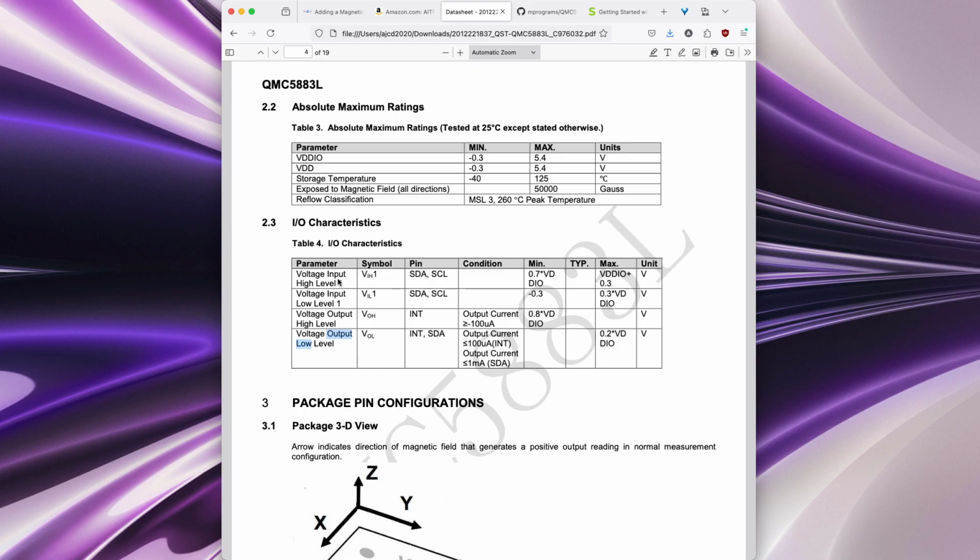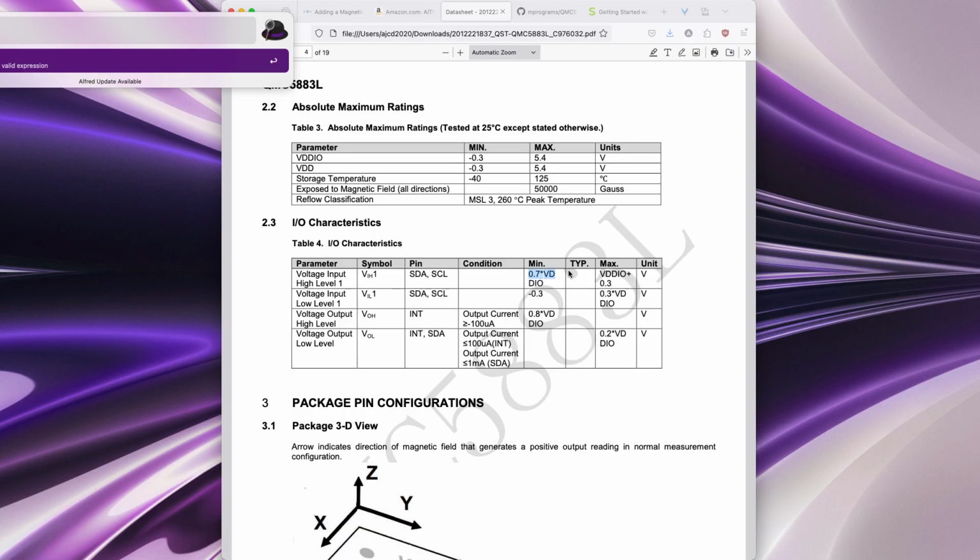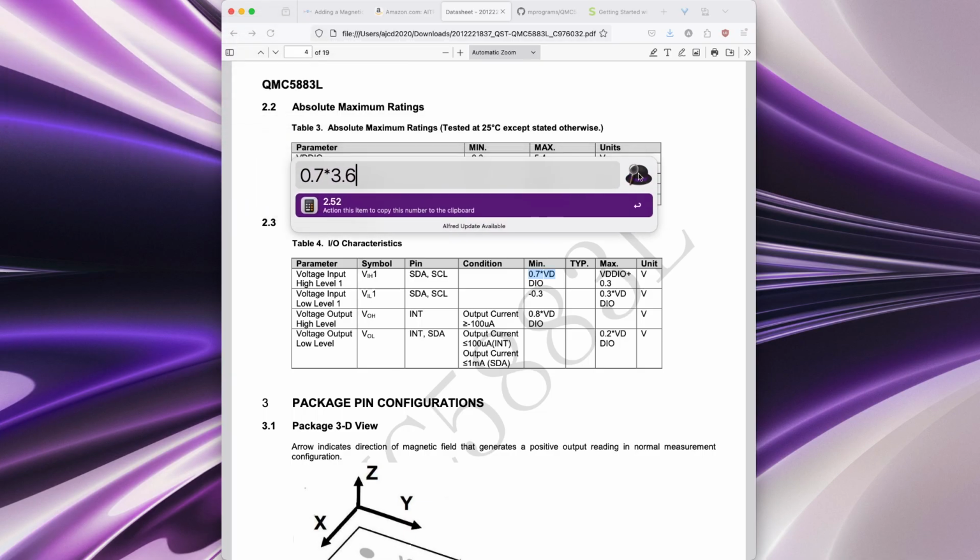Well, from our microcontroller, if our microcontroller gives it anything within a range of 70% of VDD to VDD plus 0.3, it's going to consider that a high voltage, otherwise known as a logical 1. So what do they mean by 0.7 times VDD? Well, if VDD is 3.6 volts, it means we can go down as far as 0.7 times 3.6, which means we can go all the way down to 2.5 volts, and it'll still consider that a high input voltage.